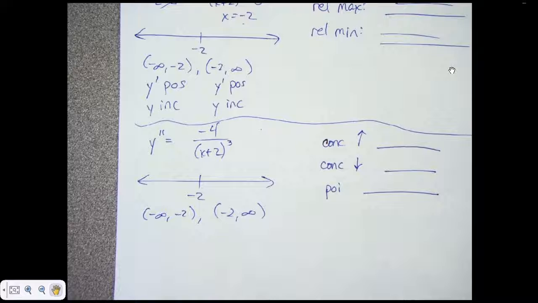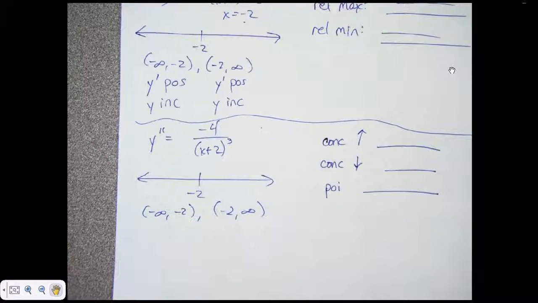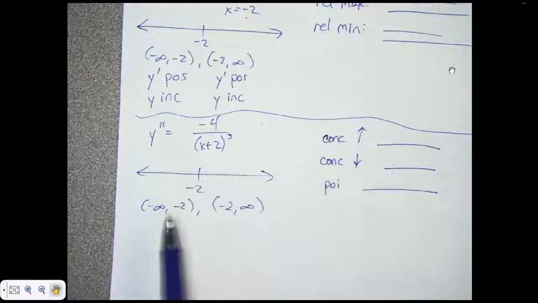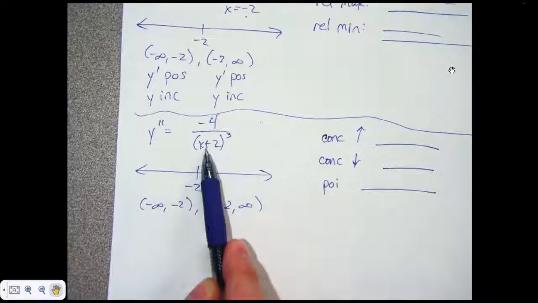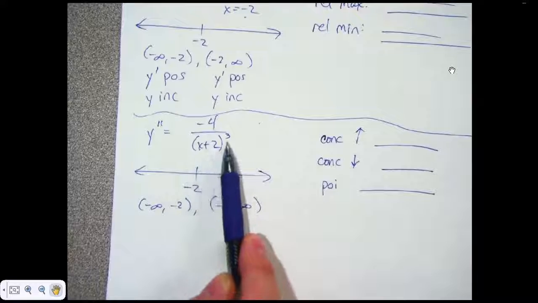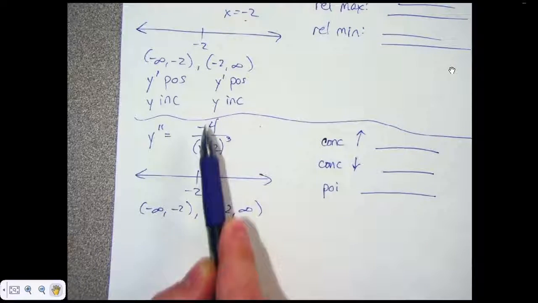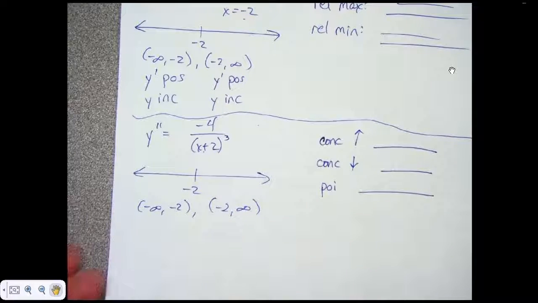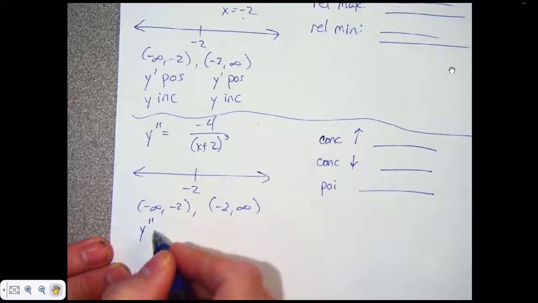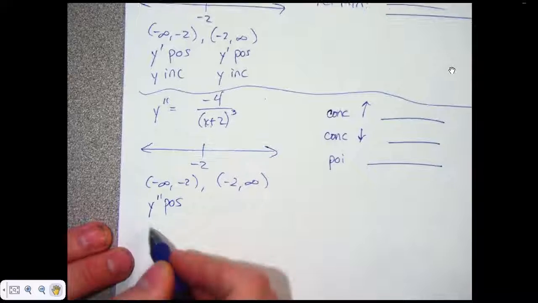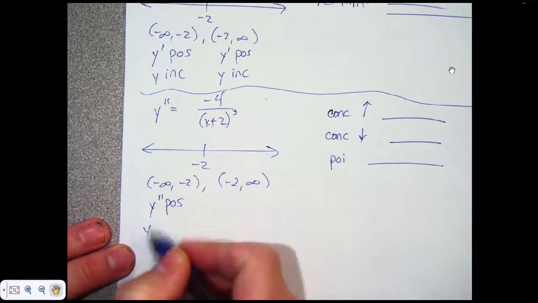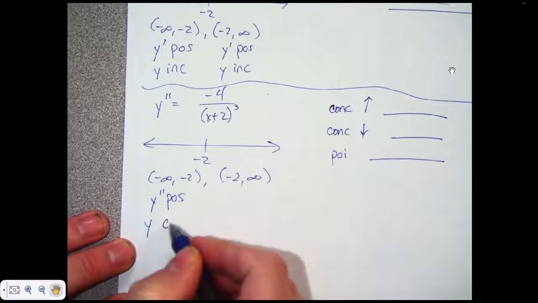Tells me about concavity, and that's what I want. So that's where I'm at. So let's say I plug in like -5 here. Well, -5 plus 2 is a negative number. A negative number cubed is a negative number, and then a negative divided by a negative is a positive. So y prime is positive, which means what is true about the original? Concave up.